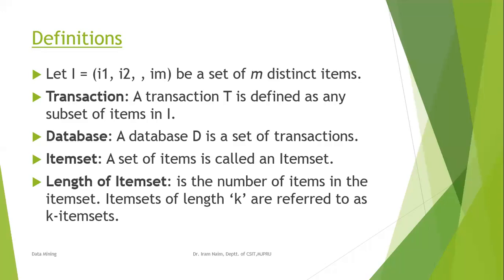So we have 3 different things. One is the collection of distinct items. A transaction is a subset of that collection of items. A database is your collection of transactions, and an item set is a collection of your items.